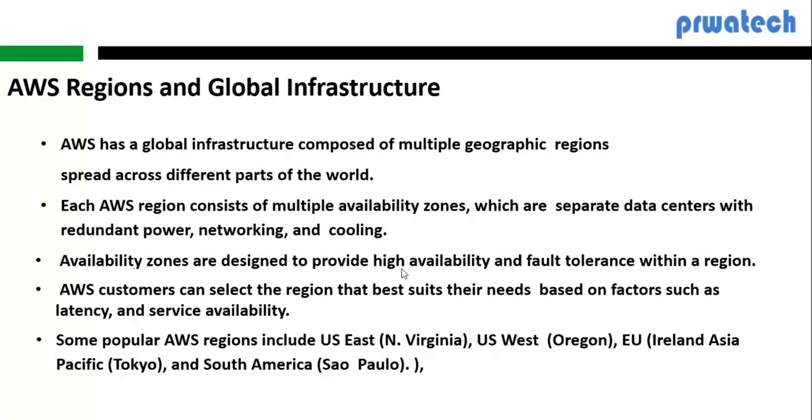High availability is the same thing. For high availability and fault tolerance, if you have any issues in one availability zone, you will get the data from another availability zone. That is high availability.